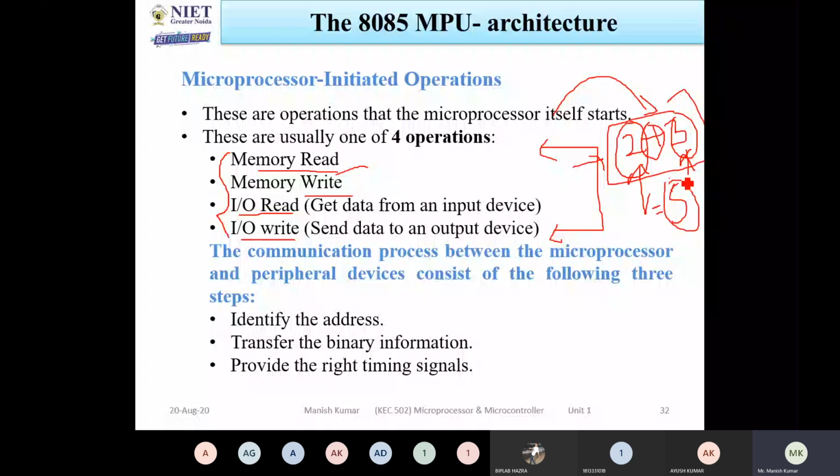Okay. So in the same way, this is for memory and these two are used for the input-output device. Let us consider that any input device is there. From the input device, we can take the data from the device to the processor. And for the output device, we are sending the data from the processor to the device. So these 4 types of operations will happen whenever the microprocessor is doing any task.